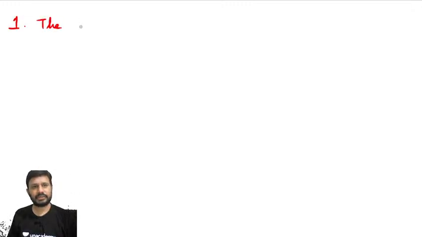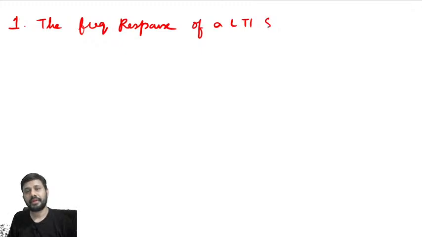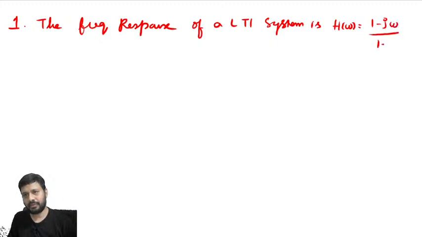The frequency response. Whenever I write frequency response, one point must strike your mind: the Fourier transform of the impulse response gives the frequency response. Frequency response tells us the filtering capability, and based on it we categorize filters as a low pass filter, high pass filter or band pass filter. So the frequency response of an LTI system is 1 minus j omega by 1 plus j omega.